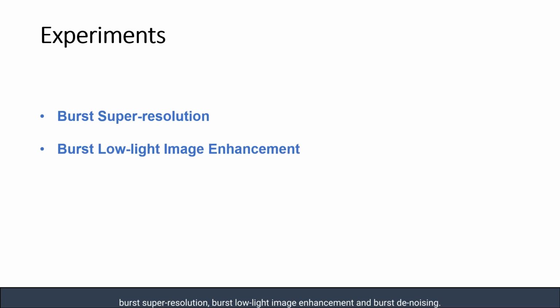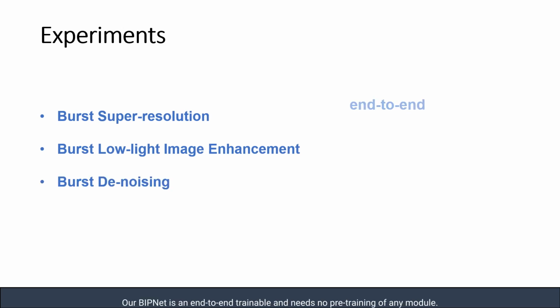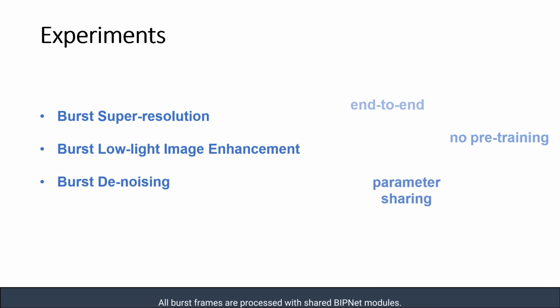We evaluate the proposed BIPNet and other state-of-the-art approaches on real and synthetic datasets for burst super resolution, burst low-light image enhancement, and burst denoising. Our BIPNet is end-to-end trainable and needs no pre-training of any module. For network parameter efficiency, all burst frames are processed with shared BIPNet modules. We train a separate model for each task.